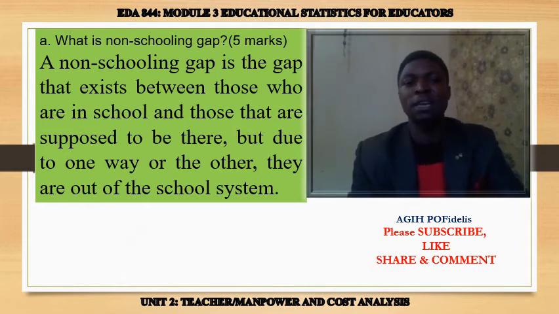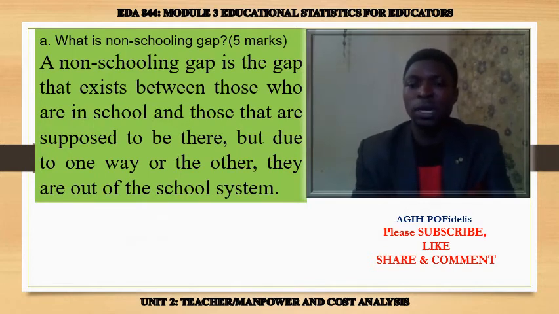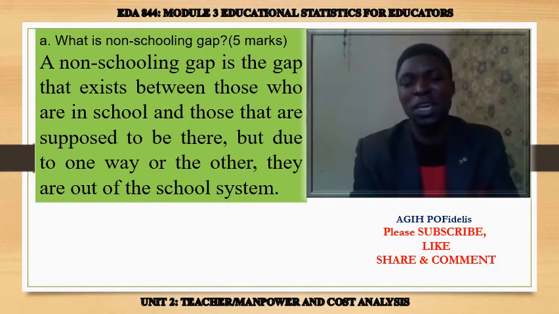It is measured by subtracting the figure of those who are in the school system from those that are supposed to be in the school system, that belong to that age group. So non-schooling gap is equal to the population of the age group who are supposed to be in the school system minus the population of those in the age group who are in the school system. I believe with this you'll be able to restructure your own answer the way you want it to look.